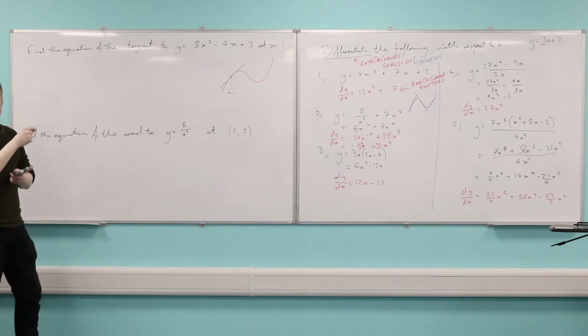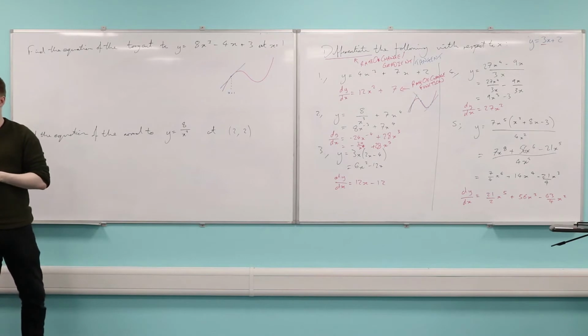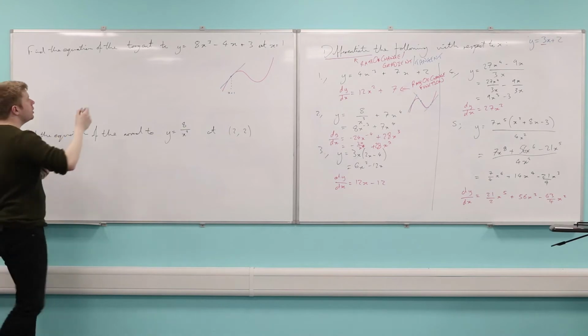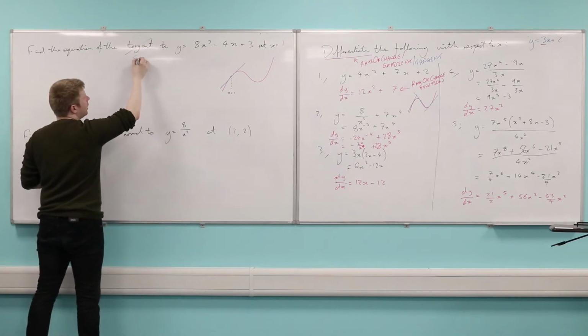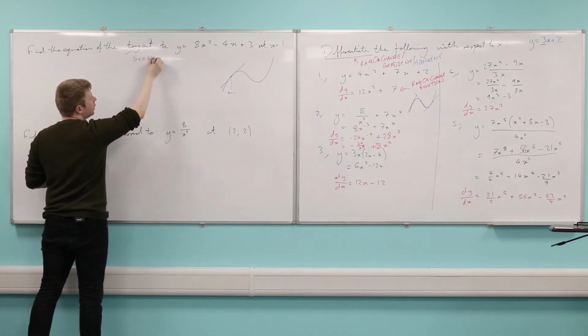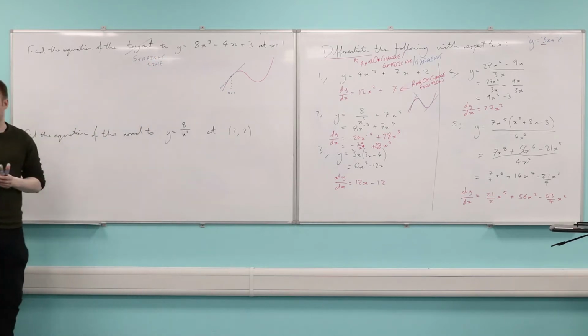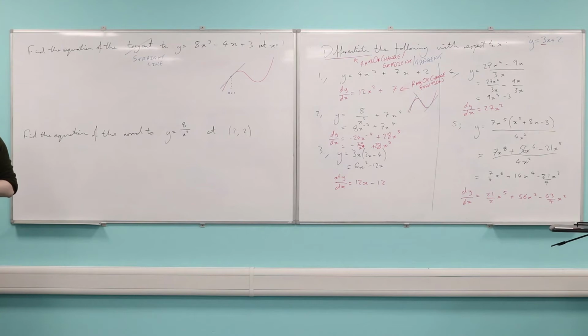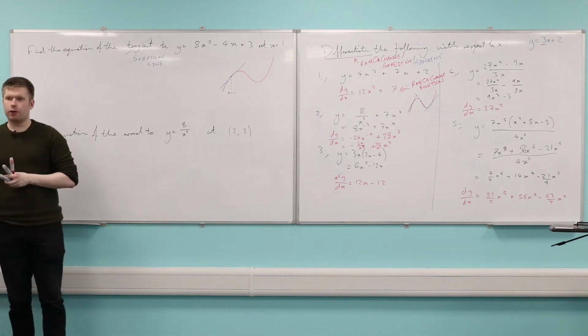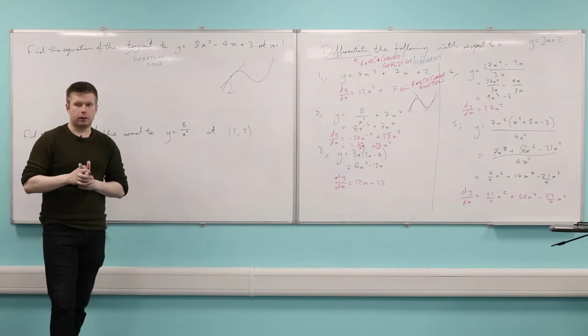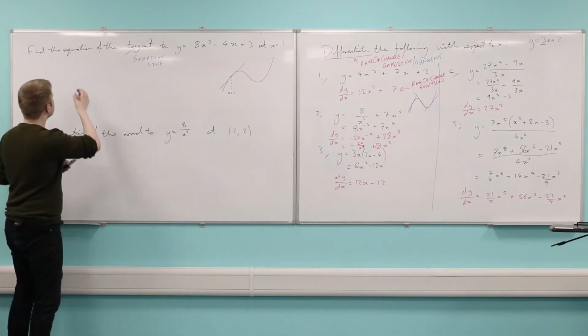Now, are you happy that a tangent is just a straight line? So what I'm literally asking you to do here, don't think about it as a tangent, think about it as a straight line. I'm literally just asking you, can you find the equation of a straight line? And we know how to do that, don't we? Good. What two pieces of information do I need if I want to find the equation of a straight line? Good, so I need the gradient.